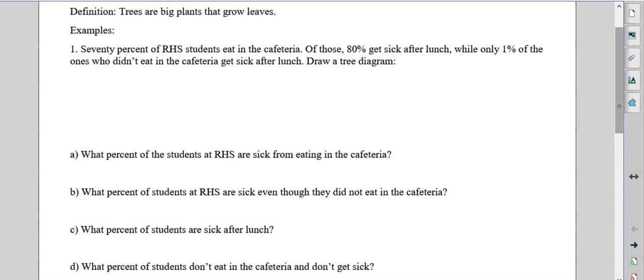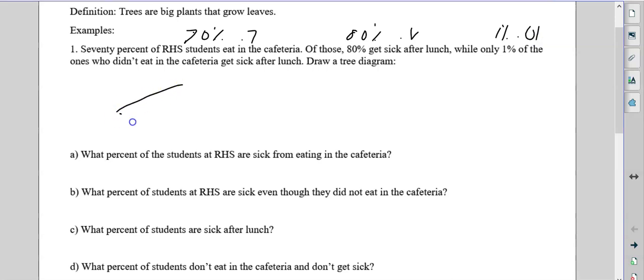70% of RHS students eat in the cafeteria. So that's 70% or 0.7. Of those, 80% get sick after lunch. While only 1%, now this is the tricky one, 1% is 0.01, not 0.1. That's where people make mistakes a lot.